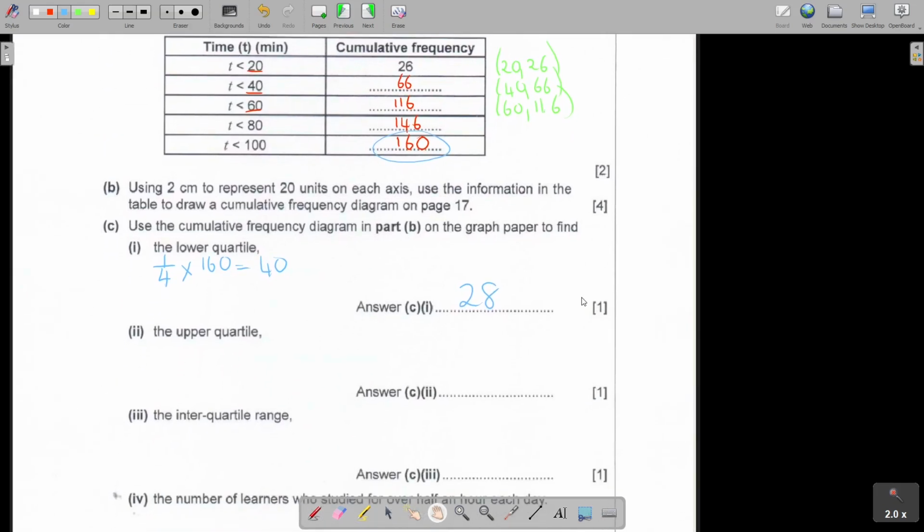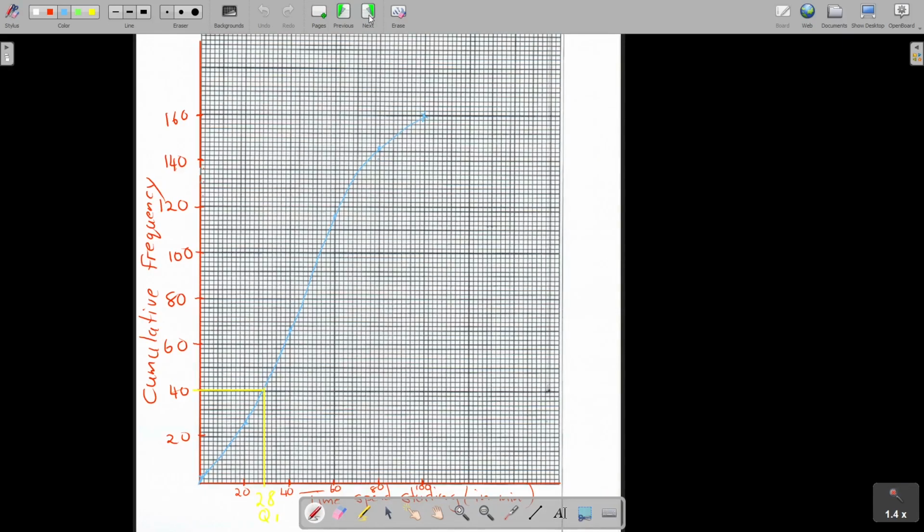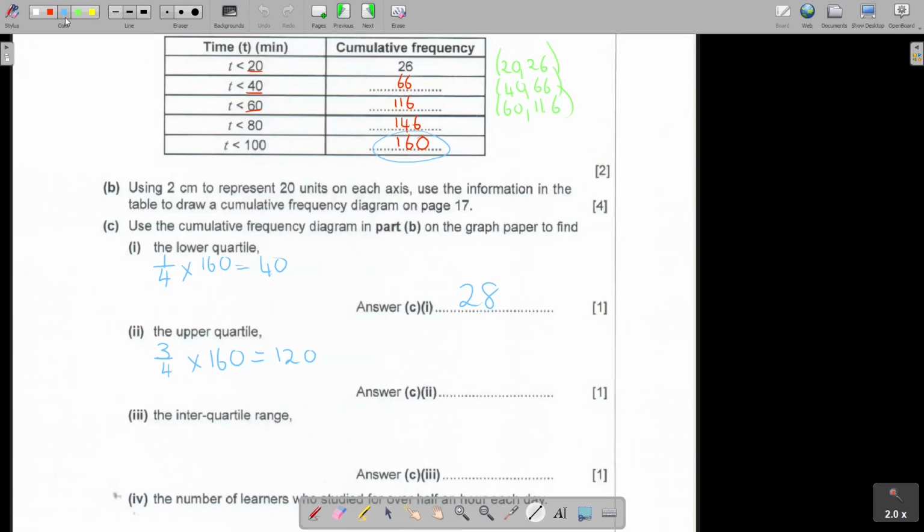Let's go up to the upper quartile. That's 3/4 of 160. First get your vertical position, and that's 120. That's just the position. So I go to 120. Oh, that is nice. I like it when it's so nice and I don't have to struggle seeing the positions. Then I just go down and it looks like 62. I did a good graph. So it was 62.